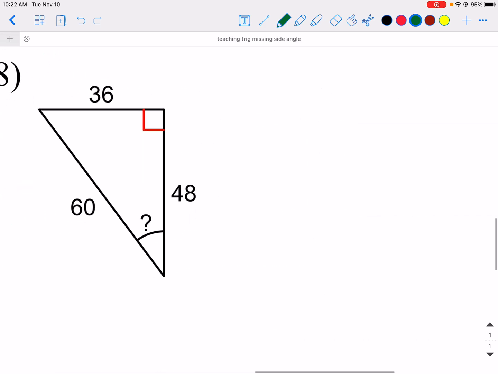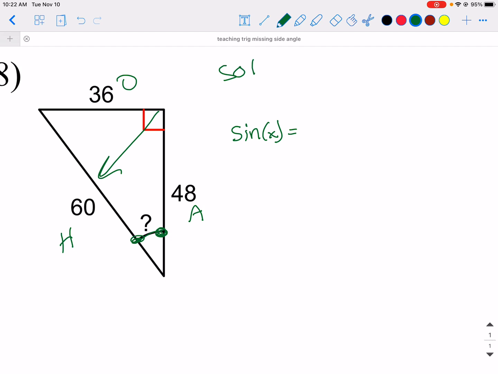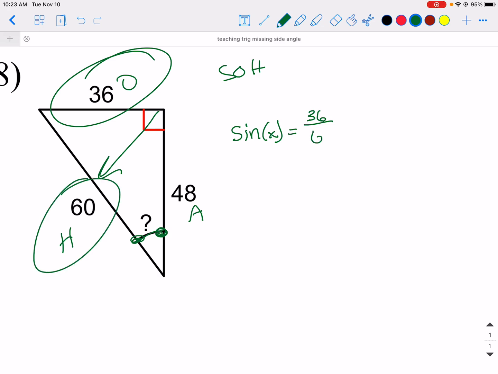I'm teasing. Okay, so identify H. What always touches the angle arc is my H and my A, so O. So let me use sine this time. Say I like sine. So I don't know my angle, so that's my x, so sine x. Sine is opposite over hypotenuse. I've got 36 opposite. Hypotenuse is 60.